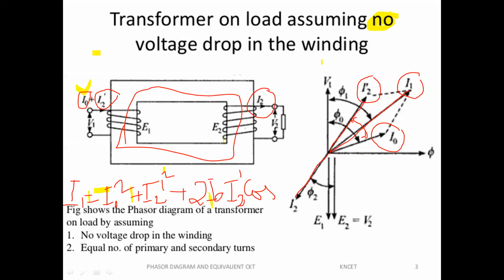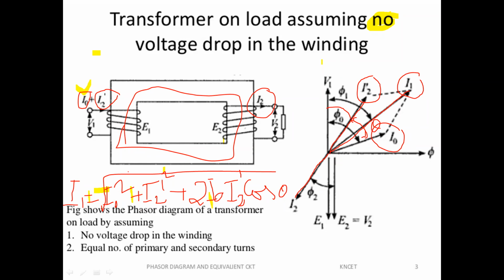This total angle is theta naught. This angle is phi 1. Assume that this is the theta value, so we need cos of theta. We can obtain it from the secondary side also: if you know the phi 2 value, this is the phi 2 dash value, and then we obtain theta and cos theta. So this is the total primary current of the transformer.